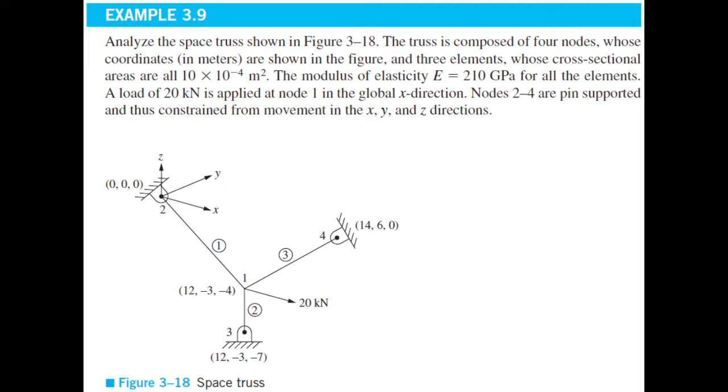So it doesn't really ask for it, right? But we're gonna go ahead and find the stiffness matrix, the global stiffness matrix, solve for displacement, and then find the stresses in each element. So let's go ahead and get started.